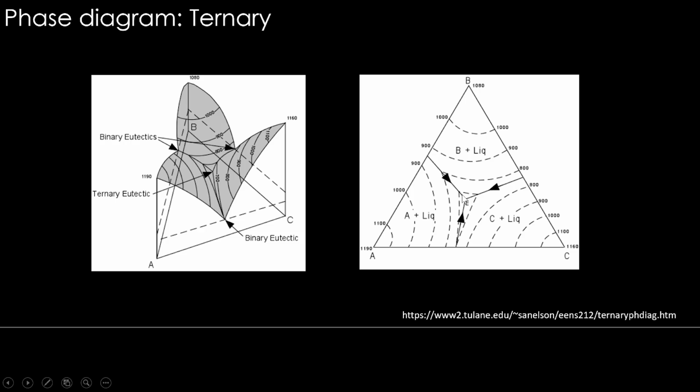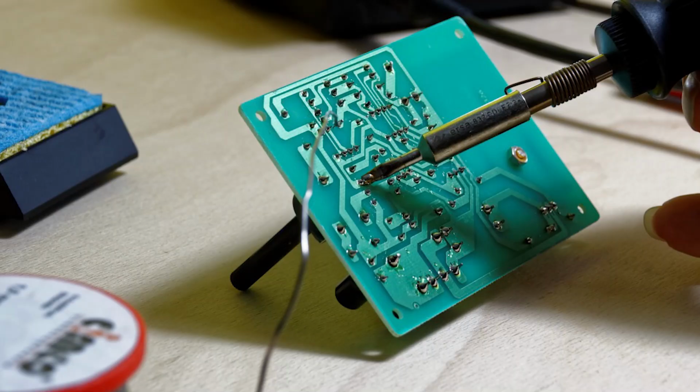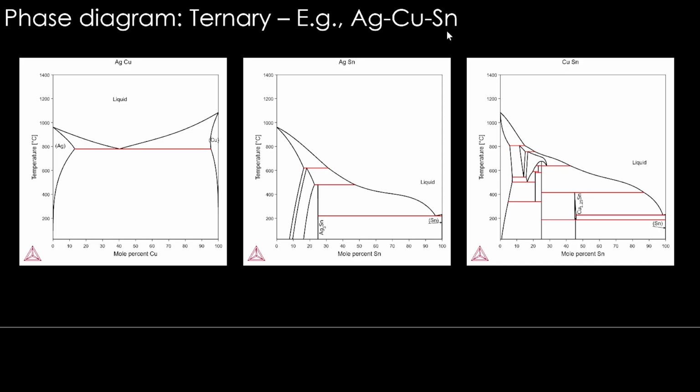Let's take an example of the silver copper tin system. Silver copper tin is a quite important system where the solders, you see, solders usually are lead tin alloys, soldering alloys, and lead is toxic. So the lead free solders contain these two elements, silver and copper. So these are the binaries of this: silver copper, silver tin, and copper tin. So you can see the binary phase diagrams.